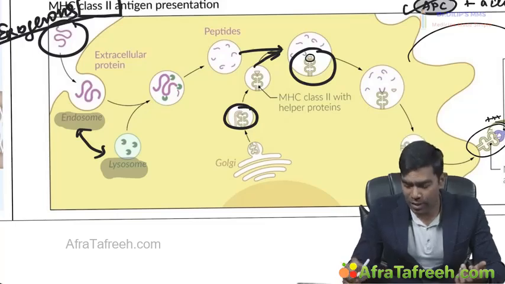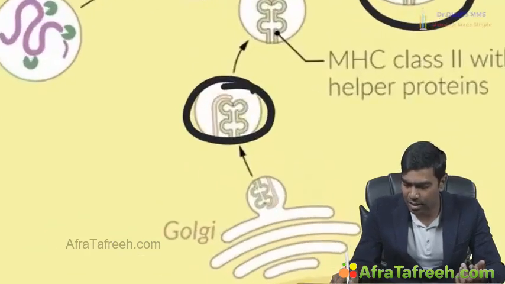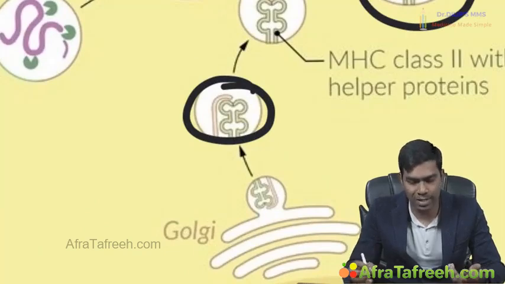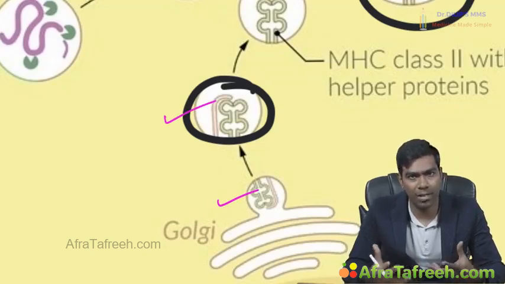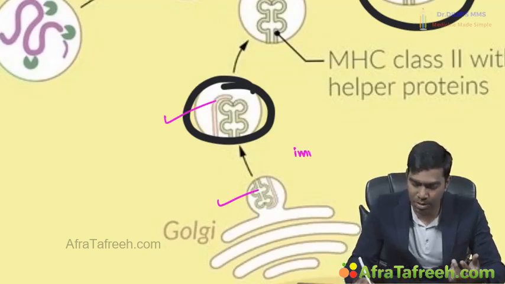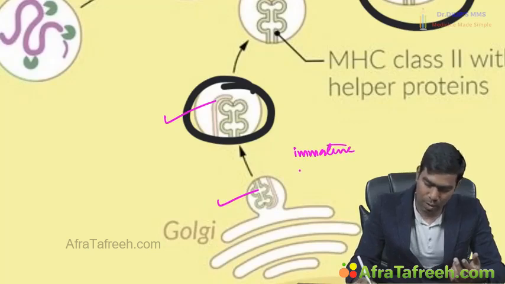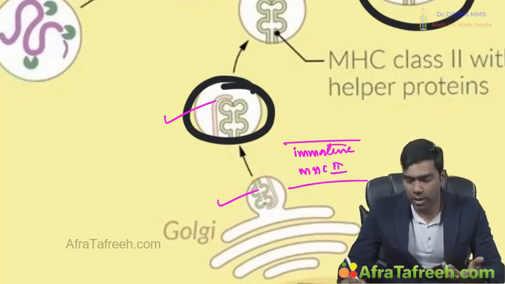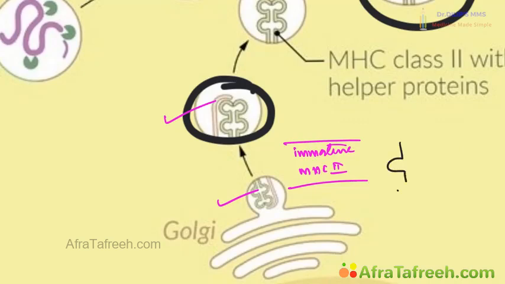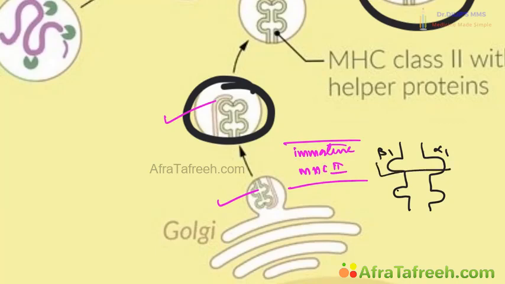And one thing you can see here when you discuss in close detail is when they are produced from the Golgi apparatus, when they are synthesized, these are called immature MHC class 2 complexes. When they are produced from the Golgi apparatus, for example, if you have an MHC class 2, and I told you this alpha 1 and beta 1 is the antigen binding domain.